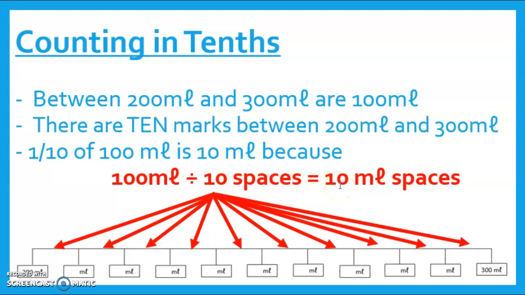That gives us an answer of 10 mils per space. So we are adding 10 mils per time. 200 mils plus 10 is 210. Plus 10, 220, 230, 240, 250, 260, 270, 280, 290, and 300 mils.